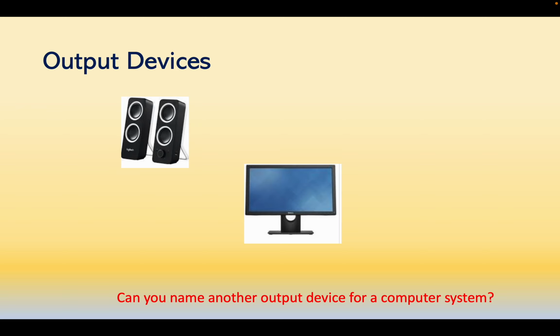Speakers could be an output device. So when you're gaming or if you're listening to music, you've given instructions to the computer by clicking on a mouse. Maybe think about your phone as a simple computer. You've clicked on a certain button and you got audio starting to come out through the speakers.